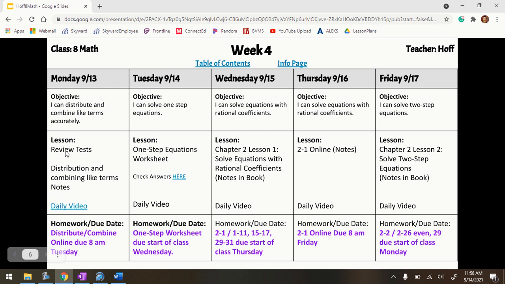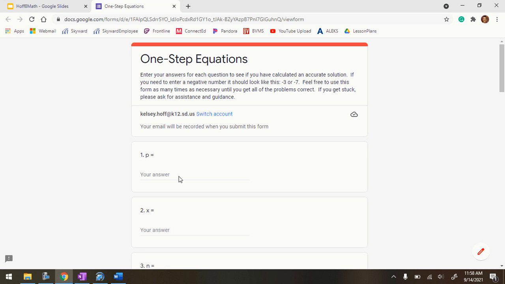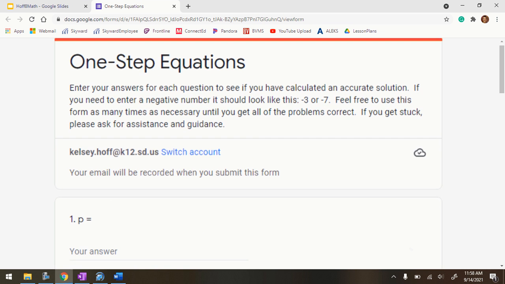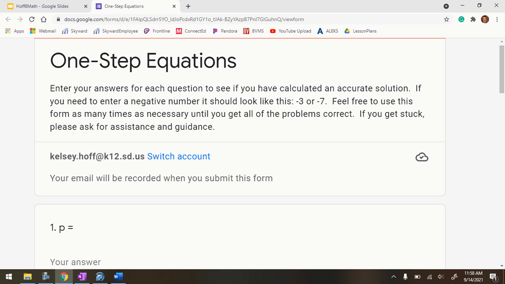Week 4. Today is Tuesday, September 14th. It tells you what you are going to do. And then right here it says check answers here. So as you're working, you can use this Google form. Enter answers for each question to see if you have calculated an accurate solution. If you need to enter a negative, it should look like this. Feel free to use this form as many times as necessary until you get all of the problems correct. If you get stuck, please ask for assistance and guidance.